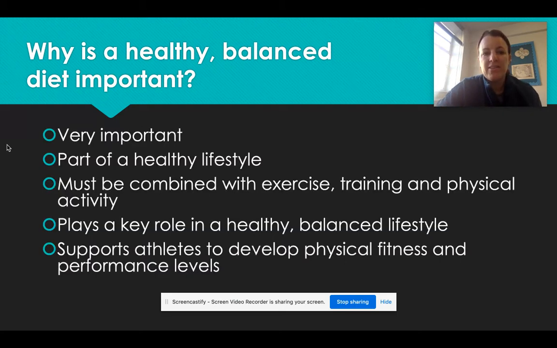So a healthy balanced diet is very important. It's part of a healthy lifestyle. We must combine it with exercise, training, and physical activity. It plays a key role in a healthy balanced lifestyle and supports athletes to develop their physical fitness and their performance levels. You should have written all of this down into one paragraph, not 5 bullet points, to make sure it reads correctly.